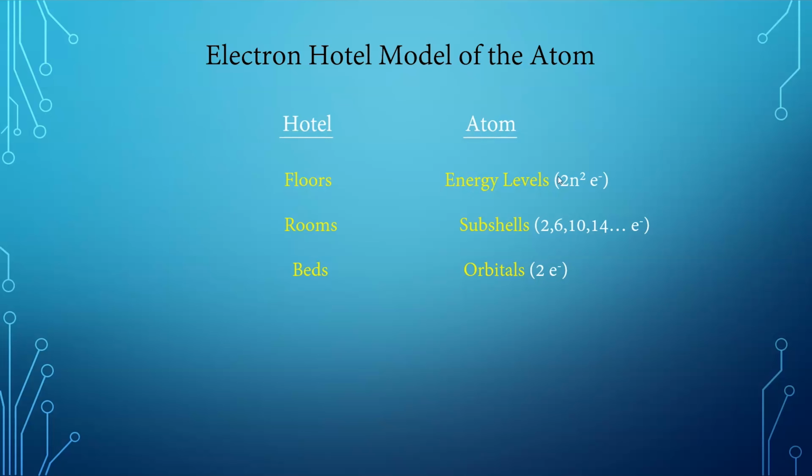The energy levels, we were able to figure out the number of electrons by just using 2n squared, and that would calculate how many electrons maximum could fit in the level. The subshells, we can simply count them. We start with 2 for the s, 6 for the p, 10 for the d, and so on. They continue to go up in increments of 4. And as I just mentioned a moment ago, orbitals always hold a maximum of 2 electrons. You can never have more than 2 in an orbital. You can have only 1, but it can never exceed 2.